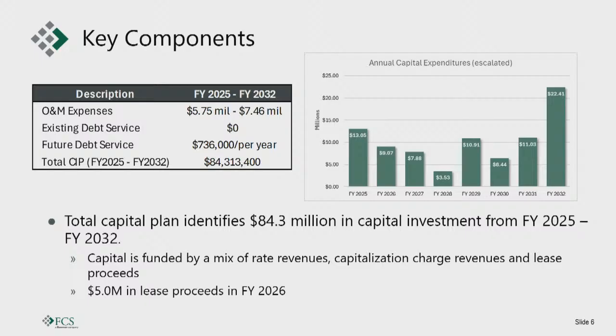The city currently does not have any debt service for the water utility, but as I mentioned, we're looking to add some debt service, about $736,000 annually. Again, that'll provide about $5 million in proceeds. And as I mentioned as well, $84.3 million across this next 8-year time frame. And you can see off to the right kind of the cadence of those capital projects expenditures. Ultimately, we're proposing to fund the $84.3 million through a mix of rate revenues, capitalization fee revenues, as well as that new $5 million lease proceed.